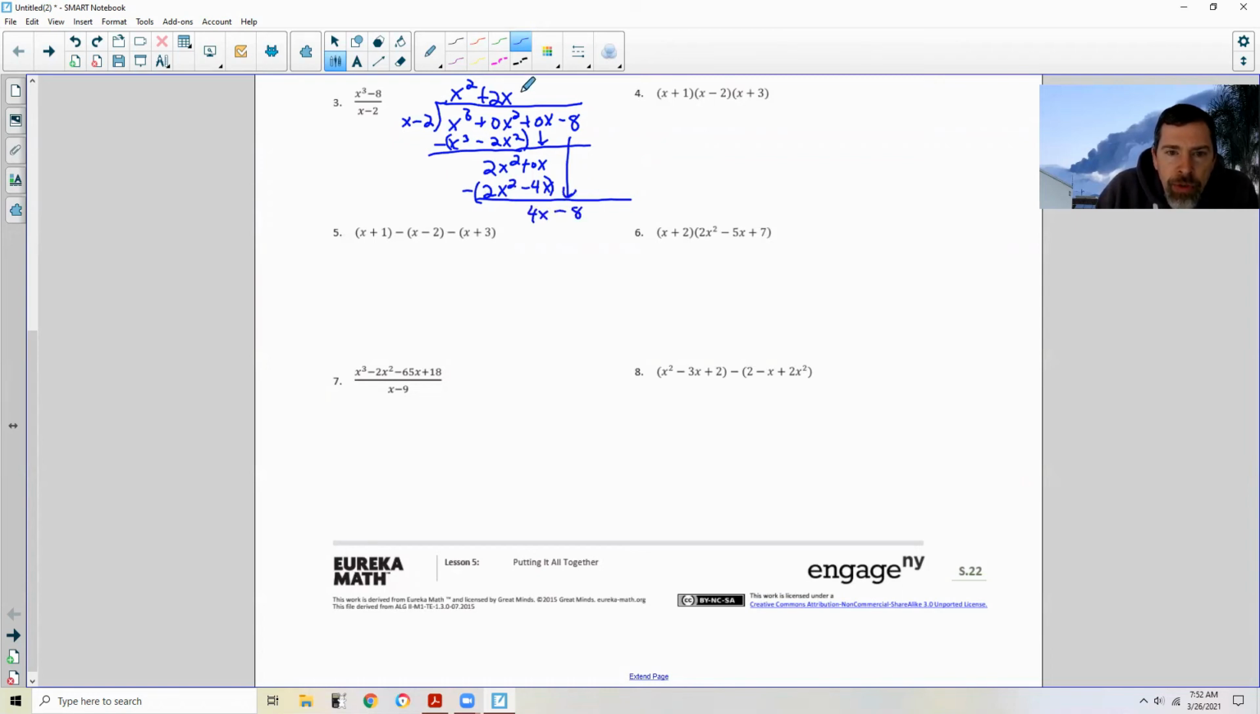X goes into 4x 4 times. 4 times x is 4x. 4 times a negative 2 is negative 8. If I subtract these, I get 4x minus 4x is 0. Negative 8 minus a negative 8 is plus 8. Negative 8 plus 8 is 0. No remainder. The answer is x squared plus 2x plus 4.